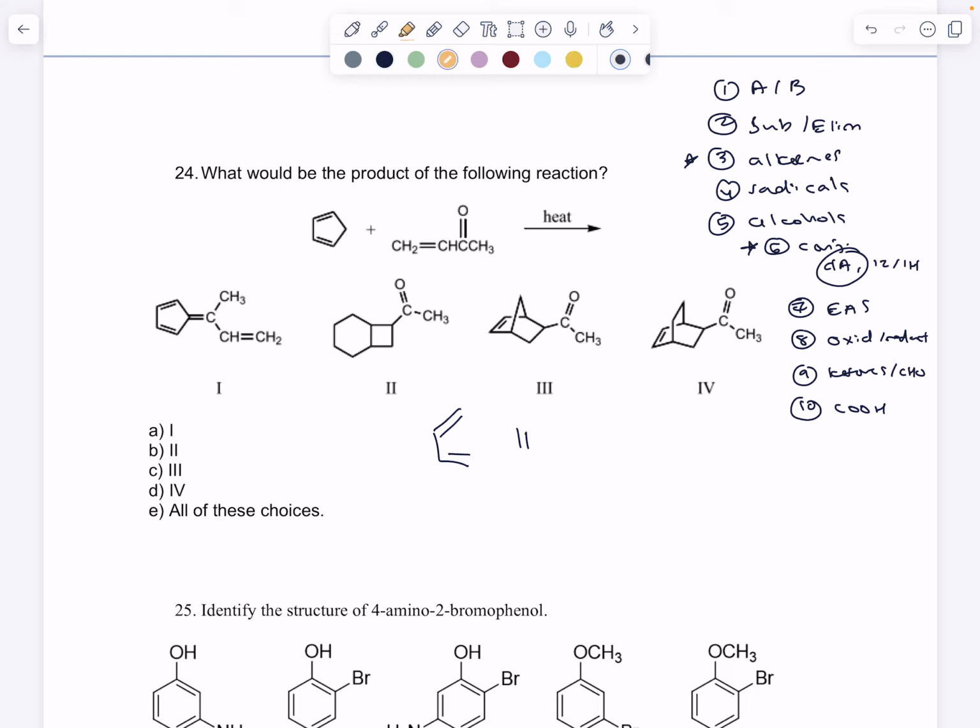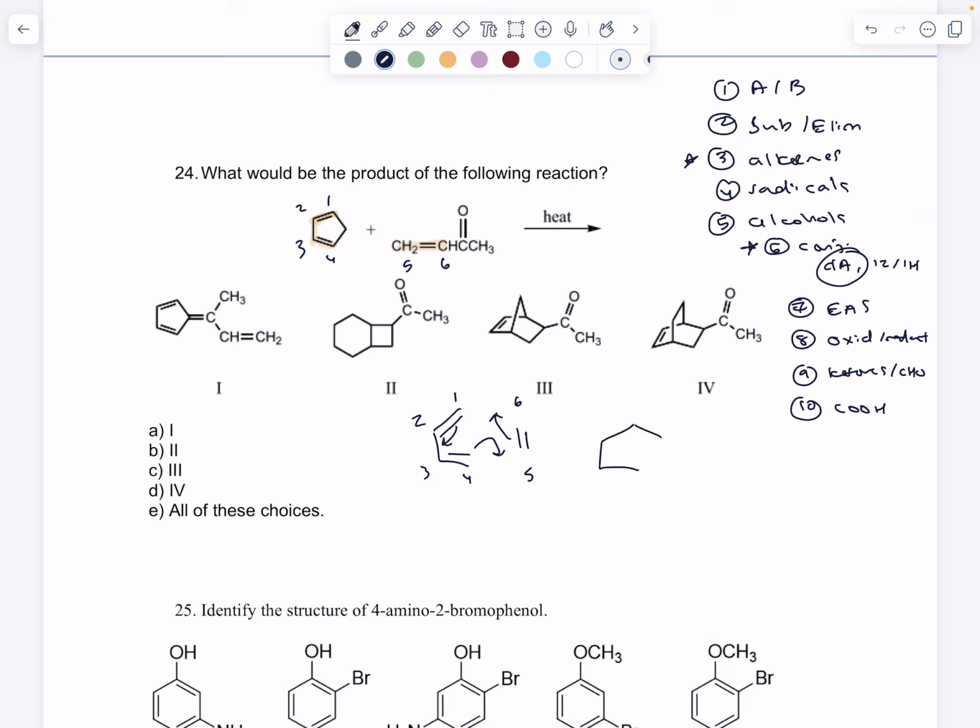And so this looks like my dienophile, and this looks like my diene. So I'm going to start by just numbering those. 1, 2, 3, 4, 5, and 6. So 1, 2, 3, 4, and then we have 5 and 6. And I'm not going to draw any substituents yet. I'm just going to go ahead and draw the mechanism.